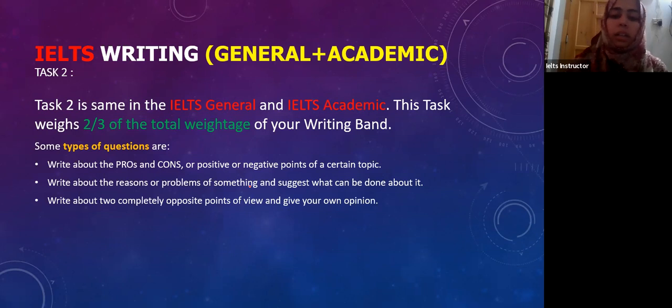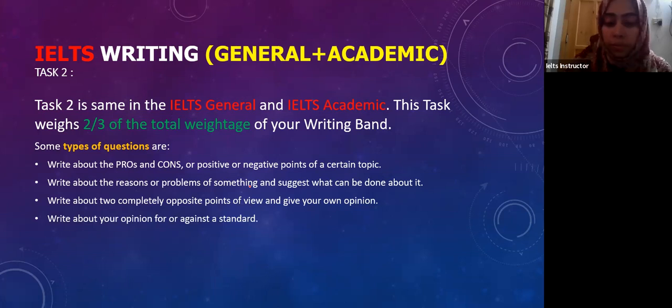Any such contradicting matter can come up. Any topic can be given where one person says one thing and another says the opposite, and you are asked for your opinion. So you can be asked about your own opinion about a certain thing. And the fourth one is write about your opinion for or against a standard. Again, you can be asked for an opinion about certain laws or current affairs happening around the world. So these four types of questions are quite common for the essay part, and you can be asked about anything on the same lines as these four things.